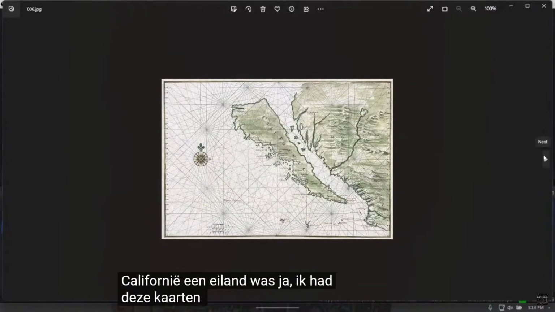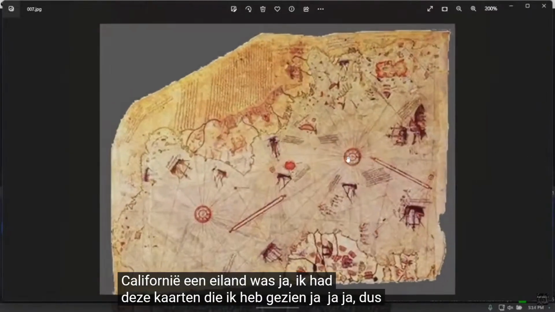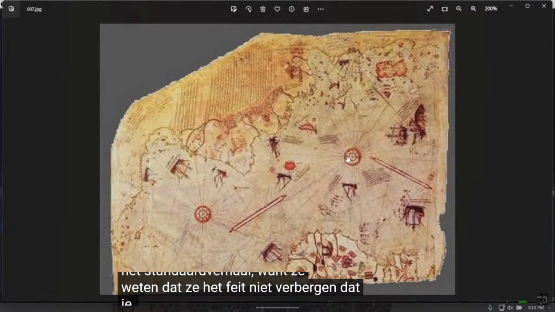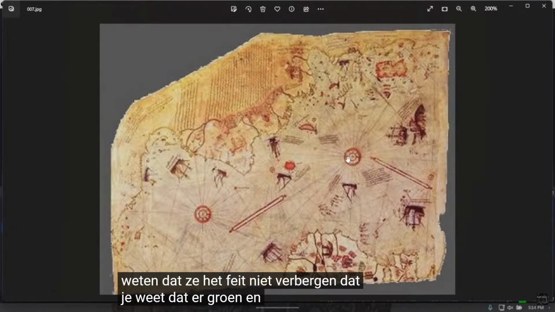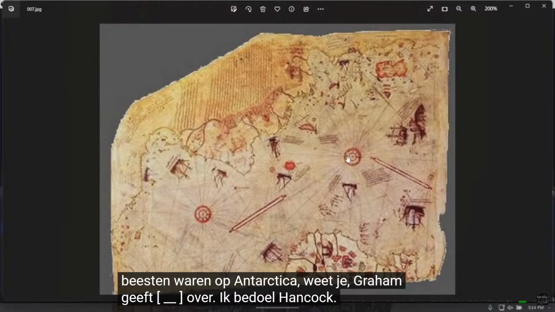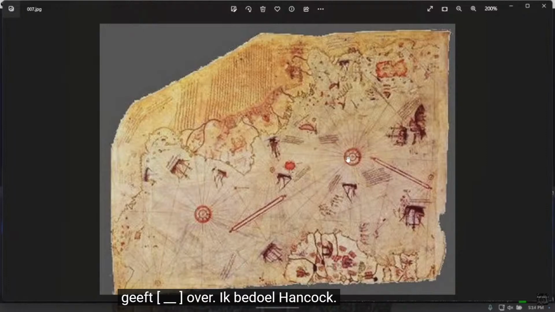Yeah, these maps I've seen. So the standard narrative, they're not hiding the fact that there was greenness and beasts in Antarctica. Graham Hancock explains it in Fingerprints of the Gods. Which is over by there. Actually, I have Fingerprints right here.